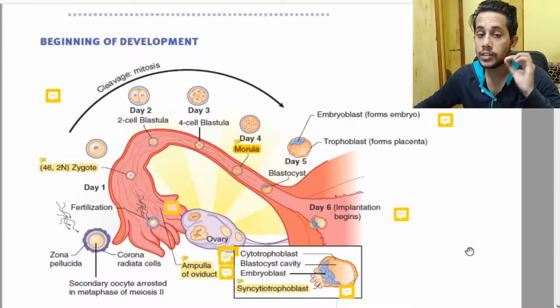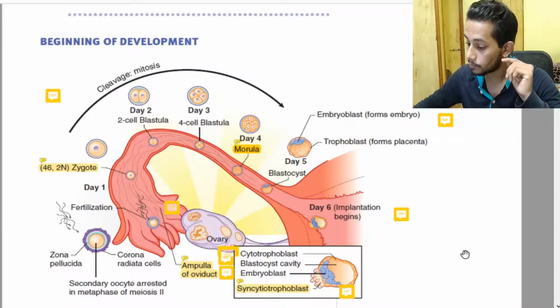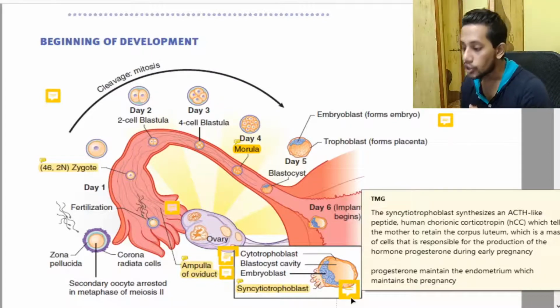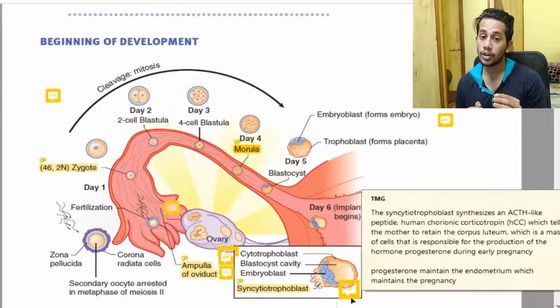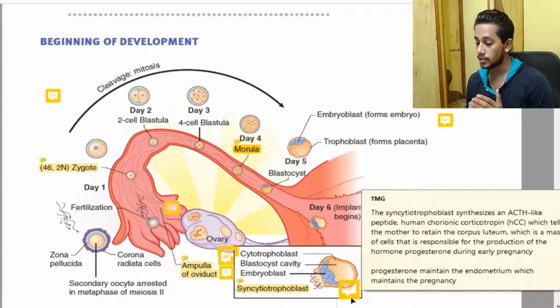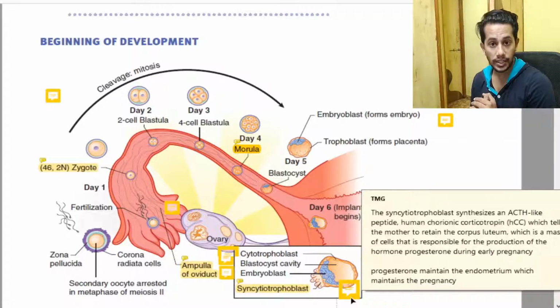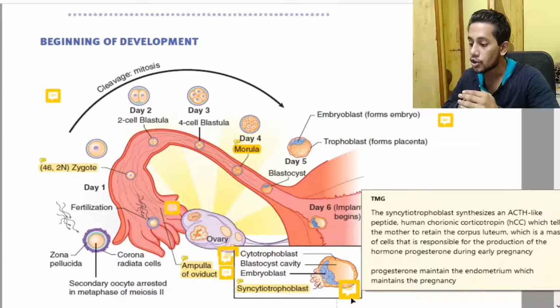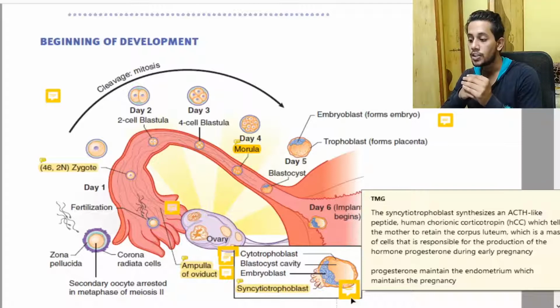Now, another important thing, let me get my note up for this. As you can see here, the syncytiotrophoblast synthesizes an ACTH-like peptide which is called the human chorionic corticotropin, HCC in short. You might have heard it before. HCC is usually referred to when we are detecting a pregnancy. So HCC, the human chorionic corticotropin, will tell the mother to retain the corpus luteum.